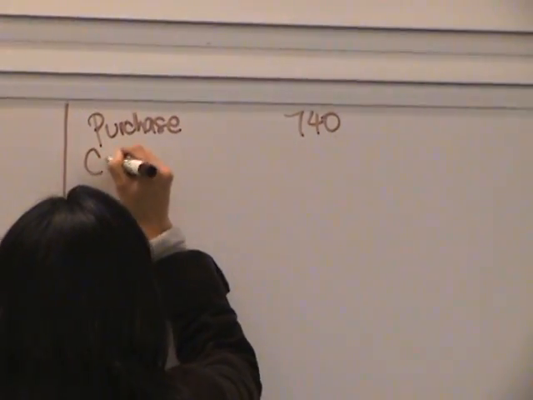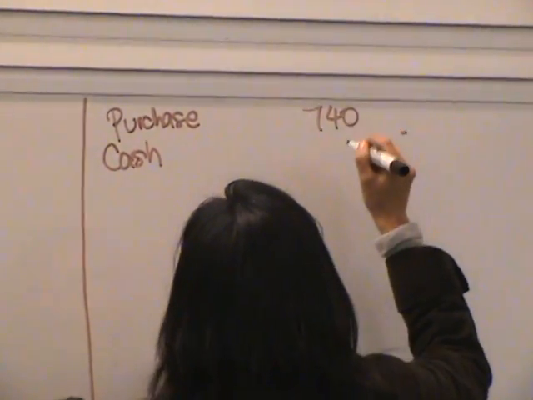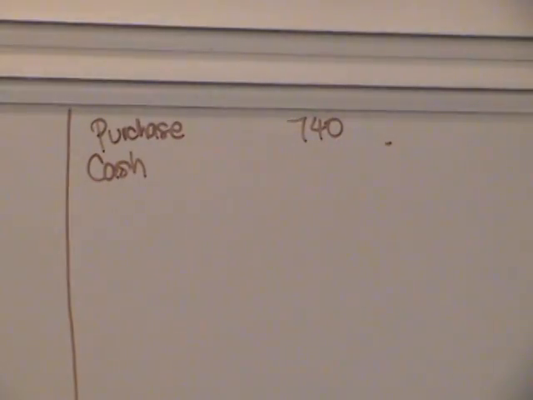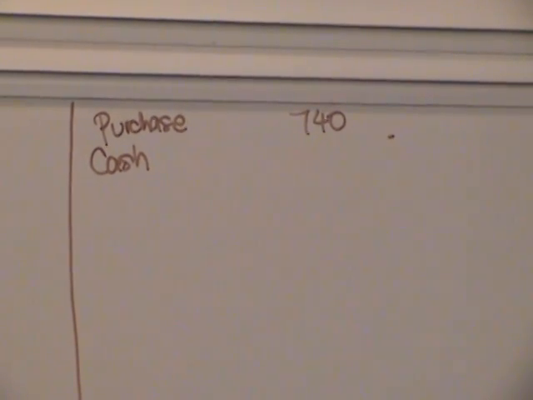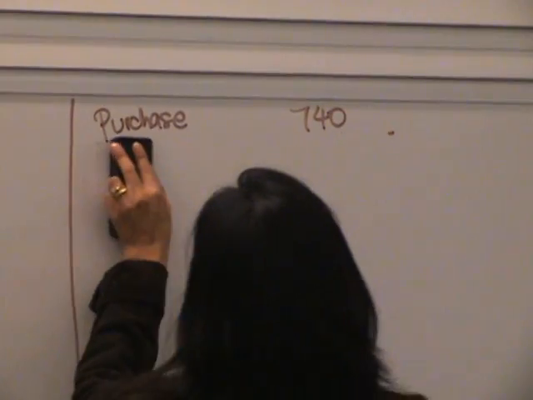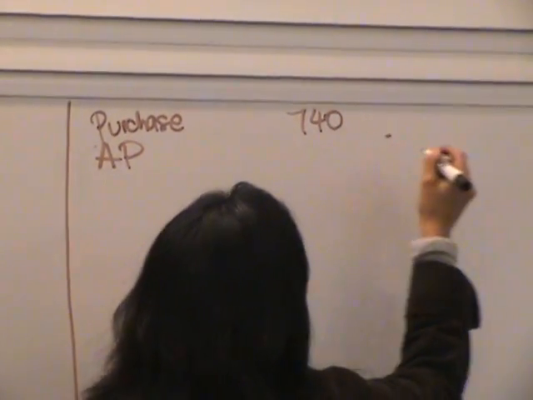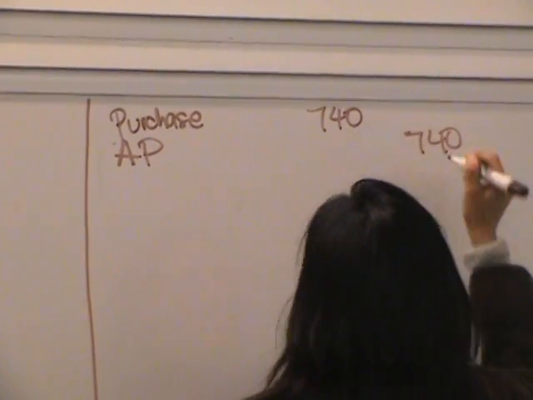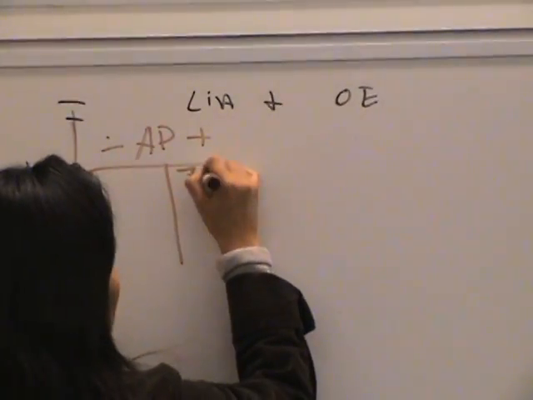Okay, purchase is 740. Was it cash or payable? It doesn't say. If it says 2/10 or something, it means terms, accounts payable. Okie dokie. Now she's going to go post to accounts payable, because I've got to start working on a different T account with you.